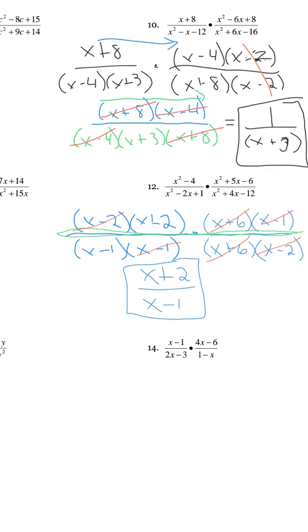Keep in mind, I canceled an x minus 1, but you can only cancel each x minus 1 that matches with another exact x minus 1. So I could only cross out one from the top and the bottom. The second one stays.